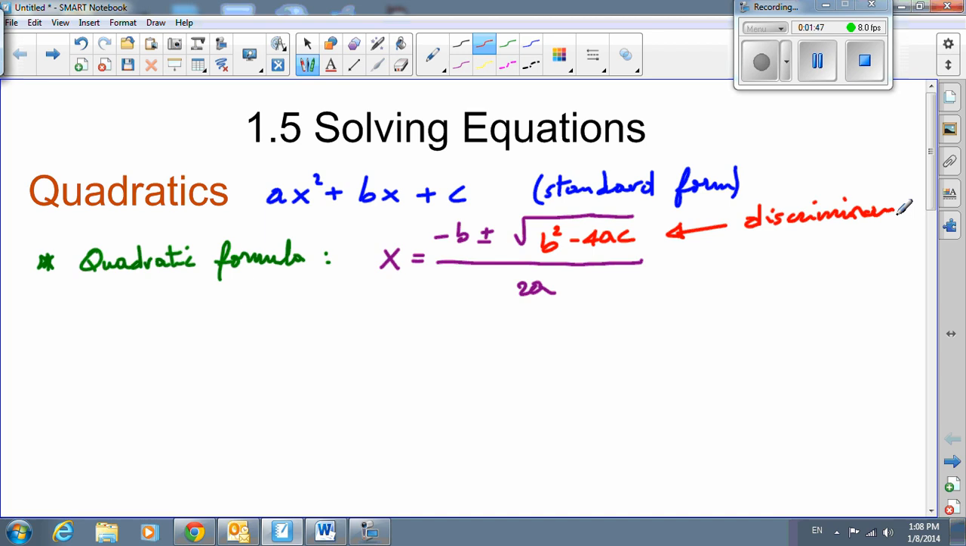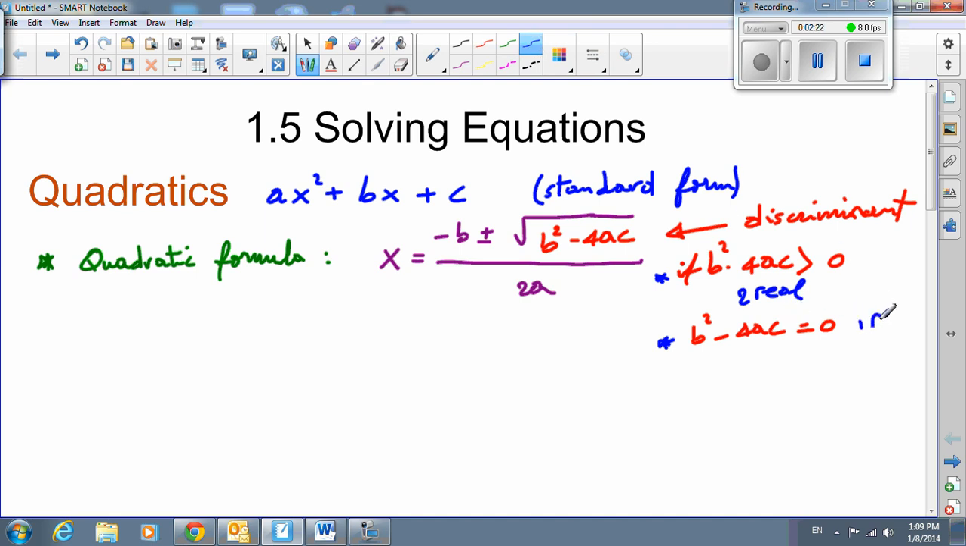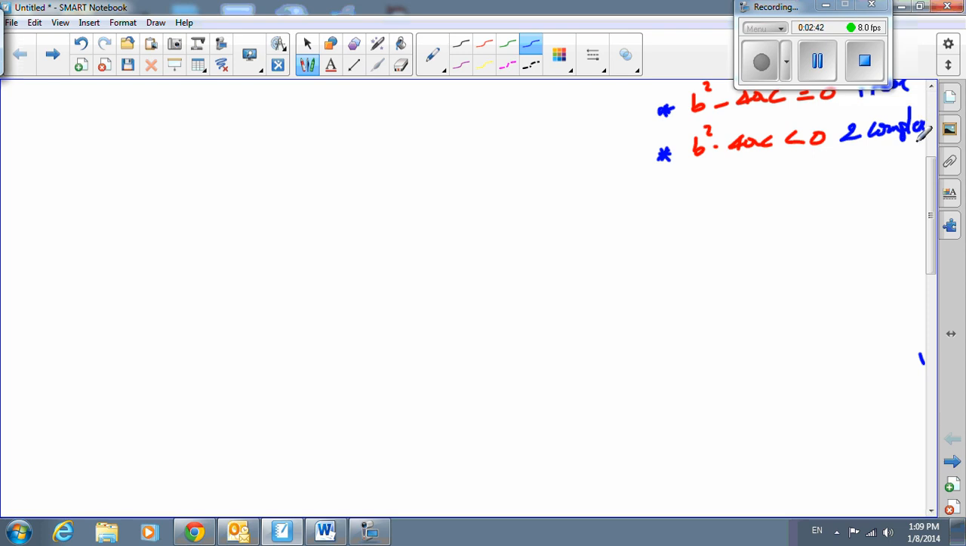How important is the discriminant? The discriminant is important in a way that if the discriminant is positive, meaning b squared minus 4ac is greater than 0, you will know that you have two real solutions. That's the first case. The second case is in case b squared minus 4ac is equal to 0. Therefore, you have exactly one real solution. But if for any reason you have b squared minus 4ac is less than 0, you will have two complex, two imaginary solutions. I can call them complex, I can call them imaginary. It's up to you how you want to call them.